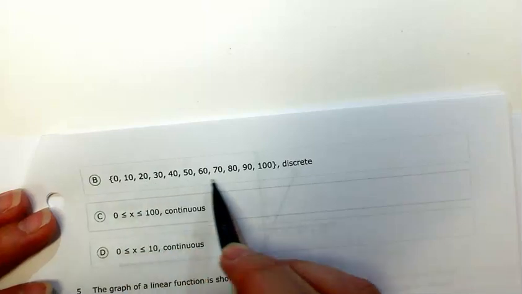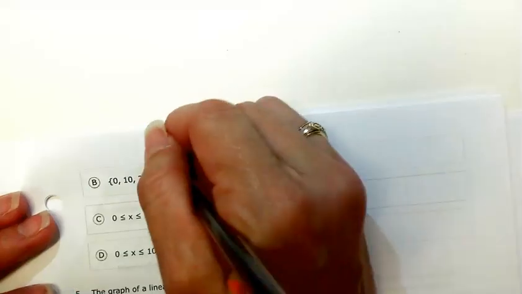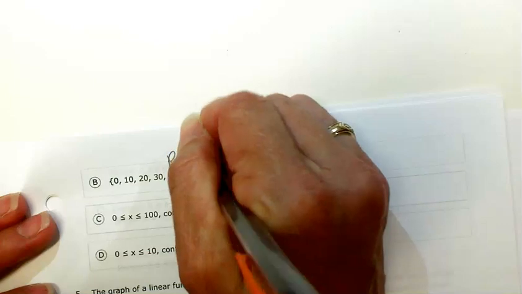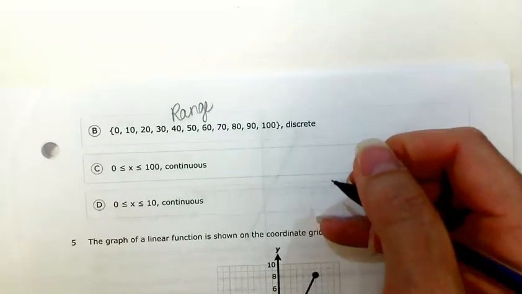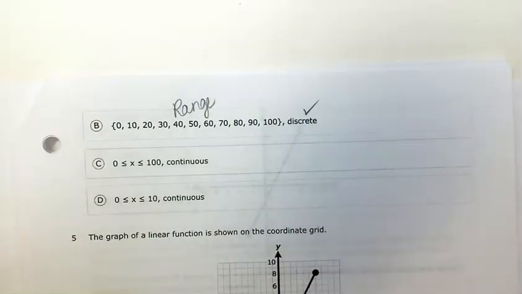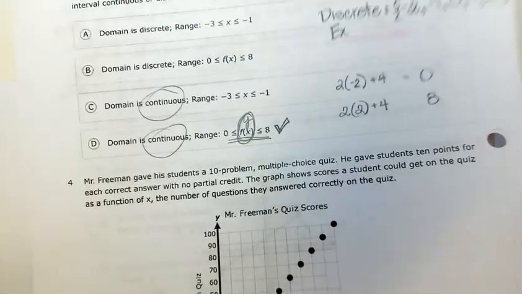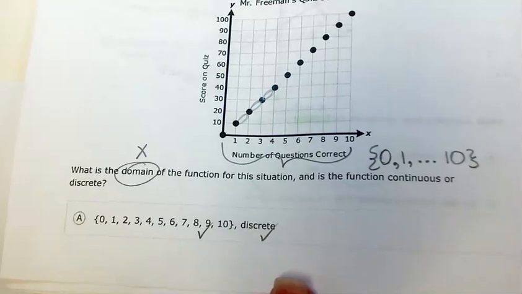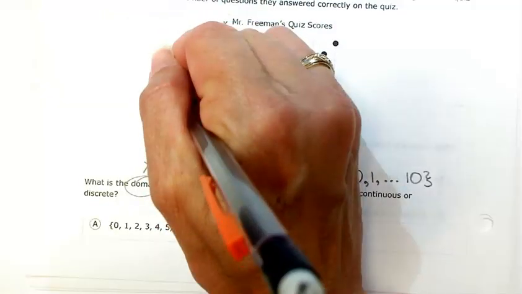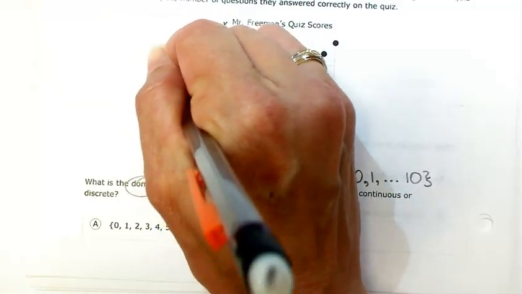0, 10, 20, 30, 40, 50, 60, 70, 80, 90, 100. Those are your grades. That's the range. Okay, it would be discrete too, but it's not the correct answer because they are asking for domain. Okay, range is over here. Your scores.